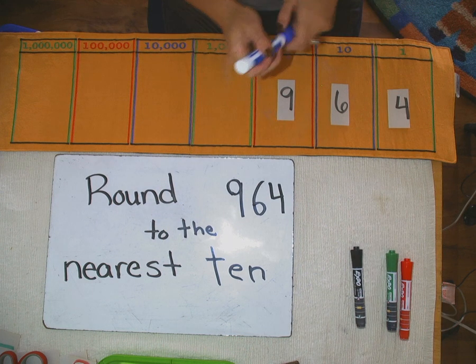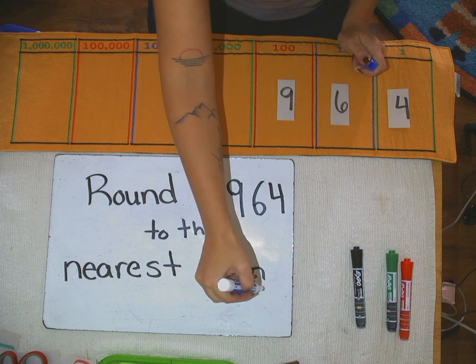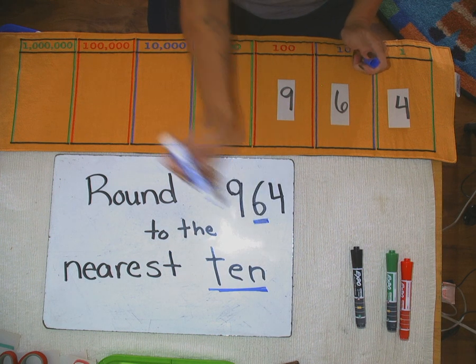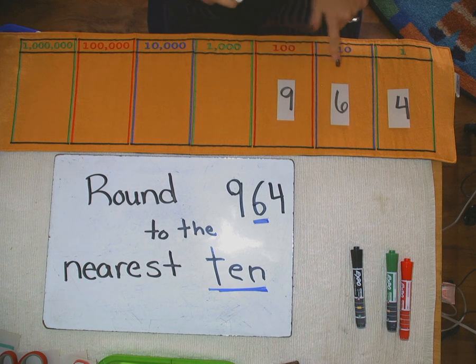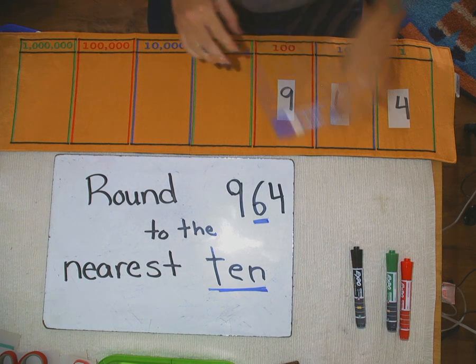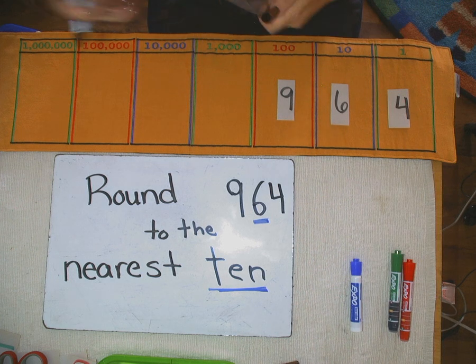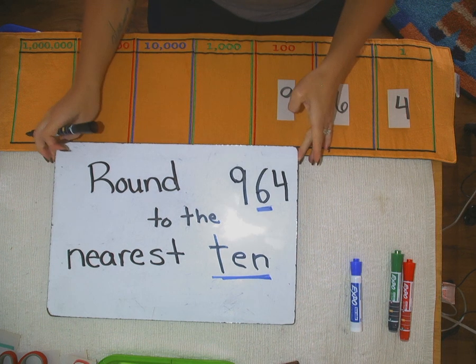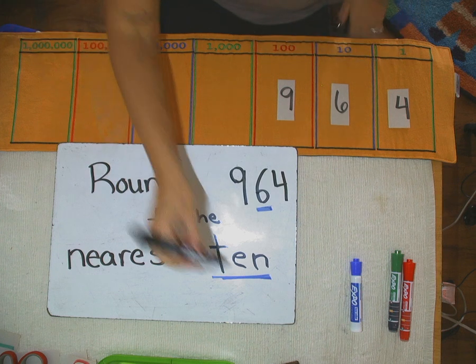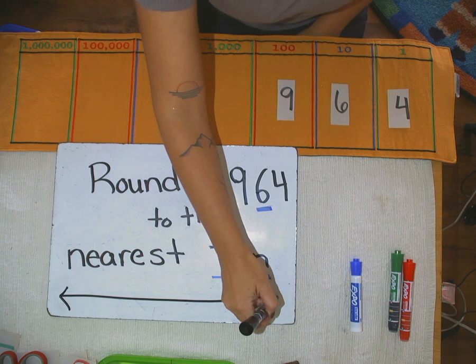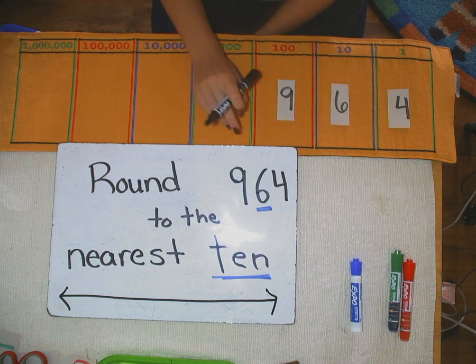Some important information on this board is it says to the nearest 10, which means we're going to be looking at the tens place in the number 964. We can see the 6 is in the tens. In order for us to know how to round this number, it's important for us to look at what we would call some benchmark numbers, those that are important in helping us find the solution to this.